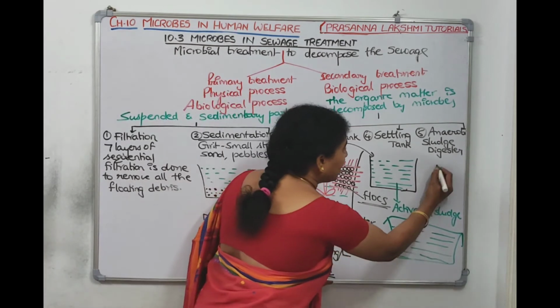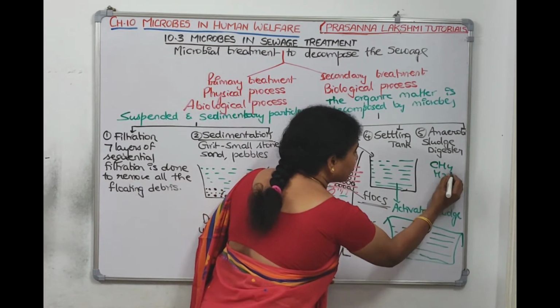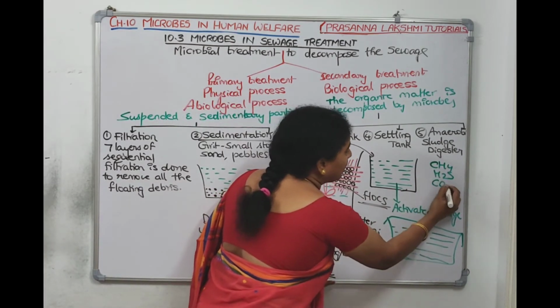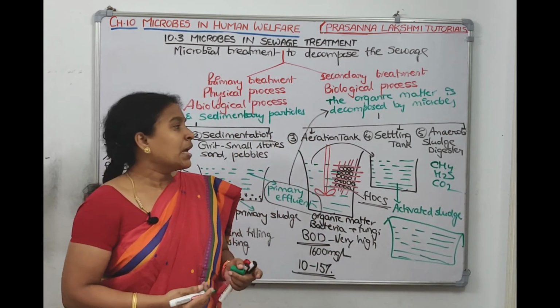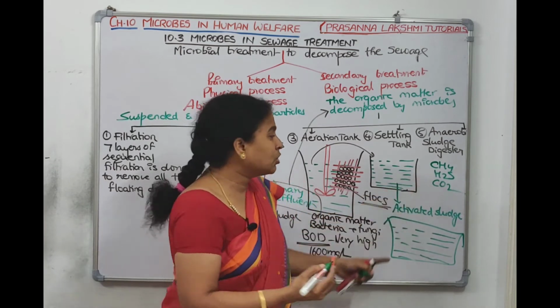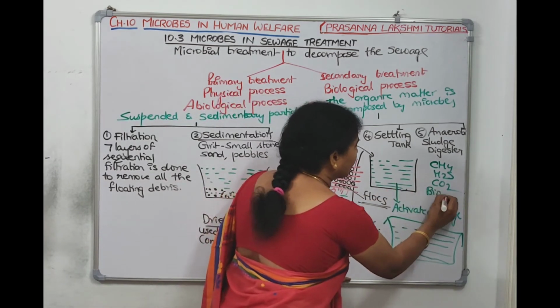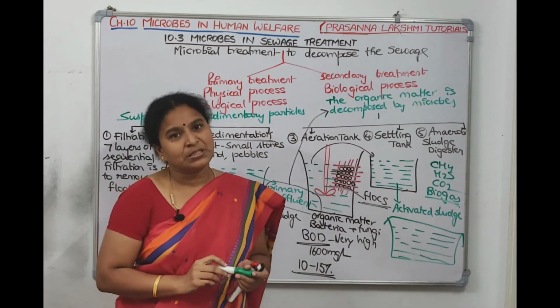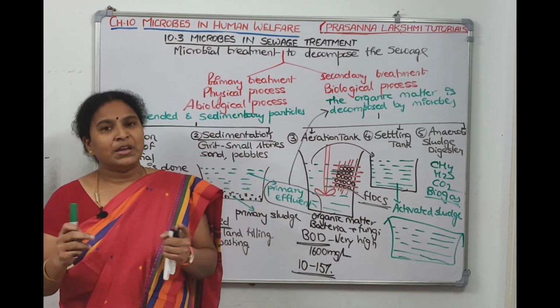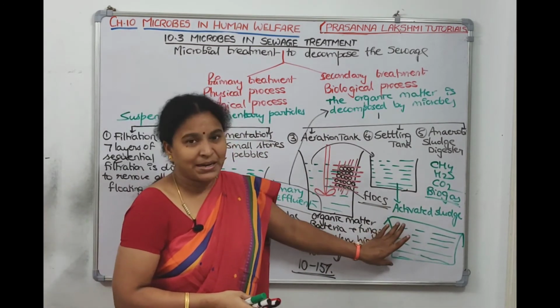They convert them into methane, hydrogen sulfide and carbon dioxide. They do fermentation, they do methanogenesis, and they make methane, which is a major component of biogas. After anaerobic sludge digestion, what do we get? We get biogas and we get the remaining material.